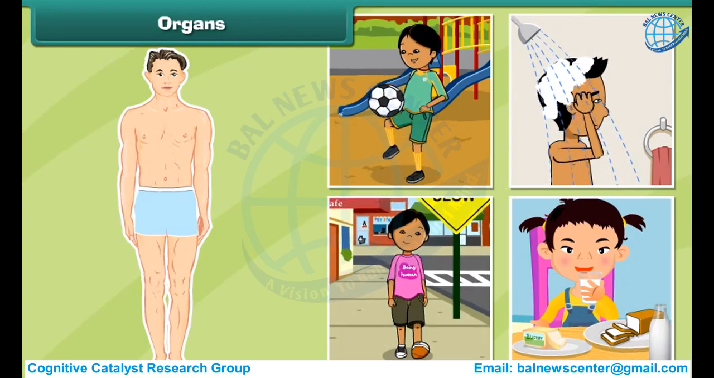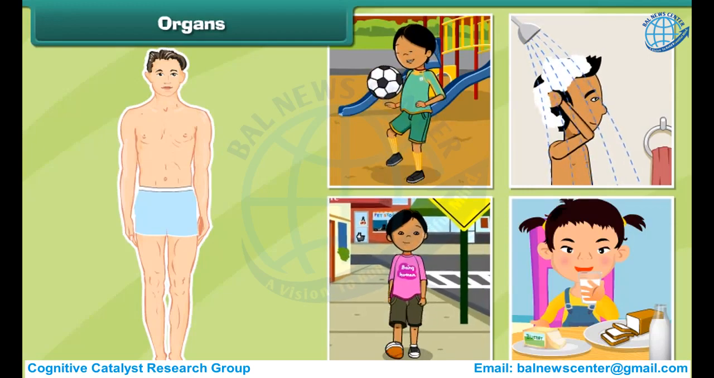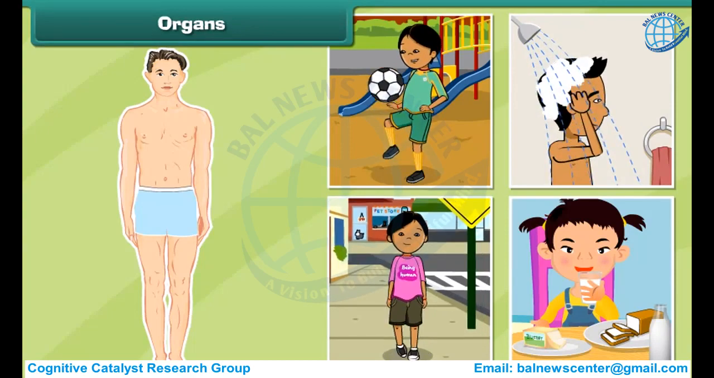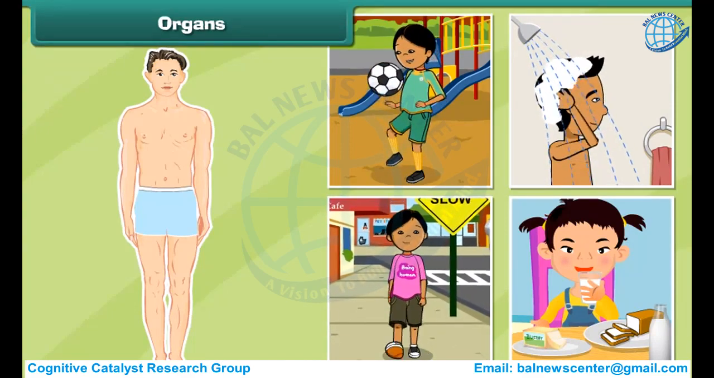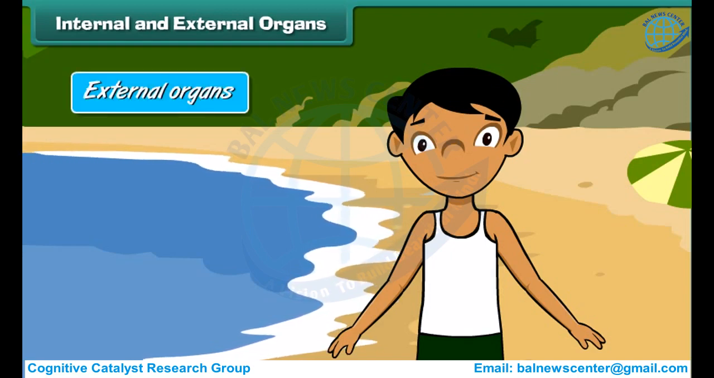On the basis of their location in the human body, organs are classified as internal or external. Let us learn more about the internal and external organs of the human body. Internal and external organs. The organs that are located on the exterior of the human body and are visible to the human eye from outside are called external organs. For example, skin, eyes, ears, nose, legs, etc.